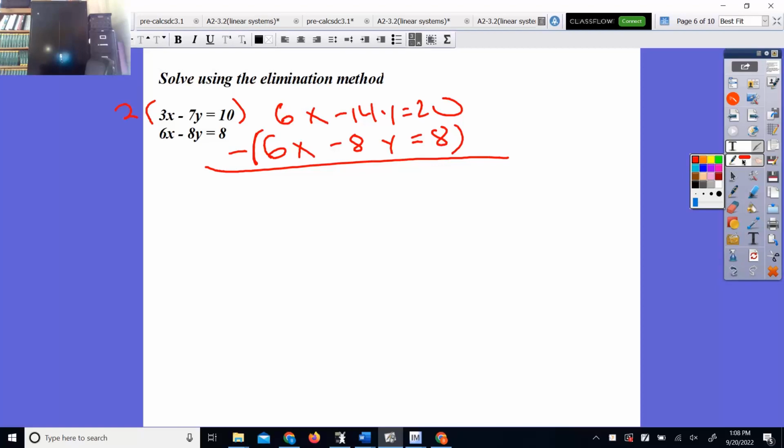Change that color so it's more apparent. That's a parentheses, not a 16. Now, what is 6x minus 6x? 0. How about negative 14 minus a negative 8? Negative 6. Yep. I'm taking away a negative. What's taking away a negative? Adding. That's why I write before I subtract. 20 minus 8? 12.